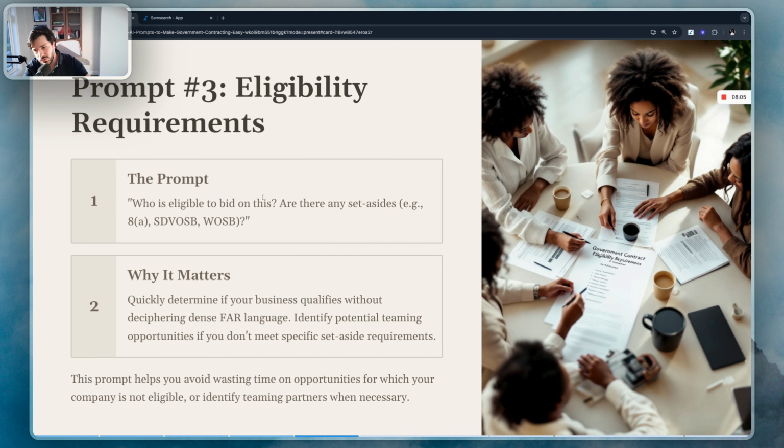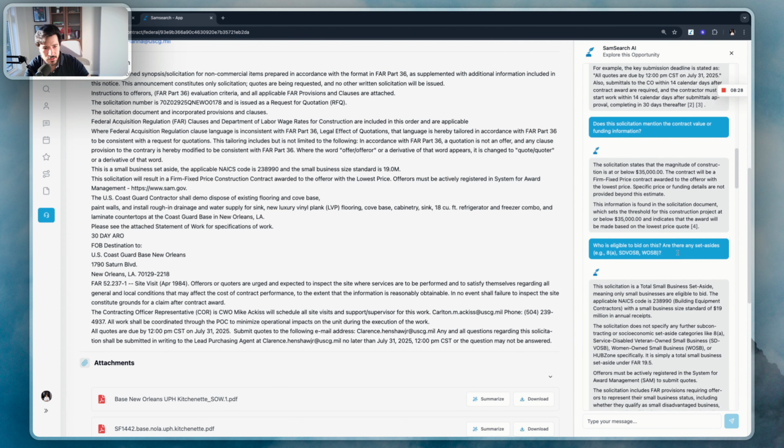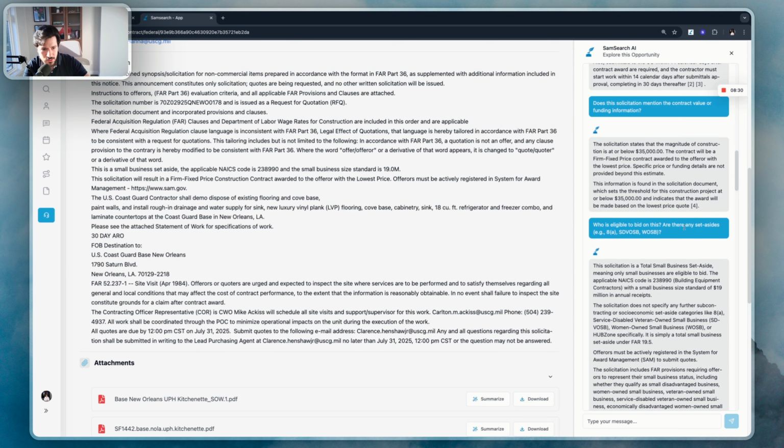We want to know who is eligible to bid on this. Are there set asides? 8(a), SDVOSB, women-owned small businesses. Why this matters is because you can quickly determine if your business qualifies without deciphering tense foreign language. We want to quickly know what the set asides are, who's eligible to bid on this, and who's not. I asked here, who is eligible to bid on this? Are there any set asides?